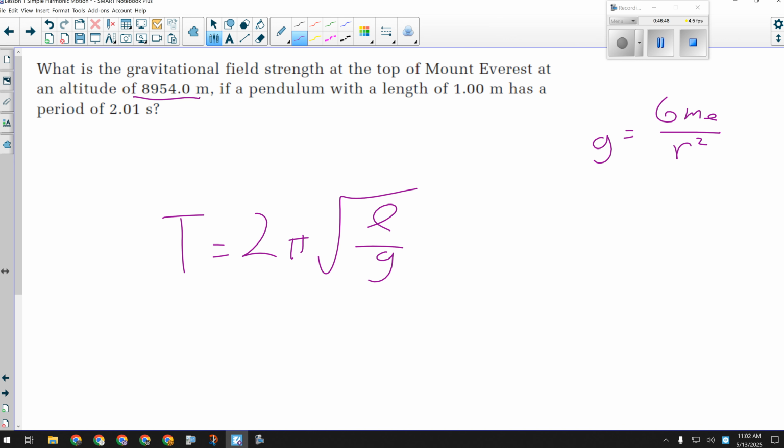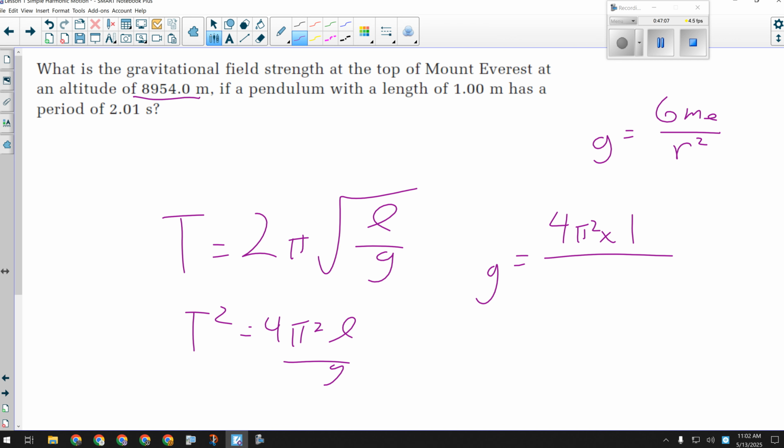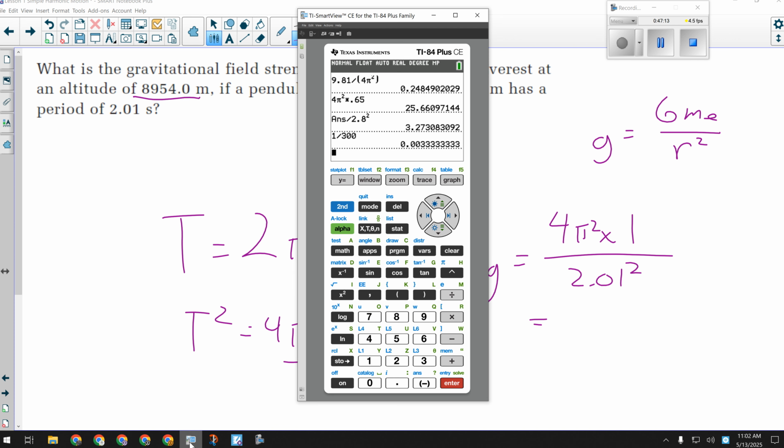I've just got that formula. All I have to do is manipulate it so that I can get the gravitational field strength. So T squared is 4 pi squared times L over g. Swap the g and T squared. So you get 4 pi squared times 1 meter, divided by 2.01 squared. So the acceleration due to gravity there is 9.77 meters per second squared.